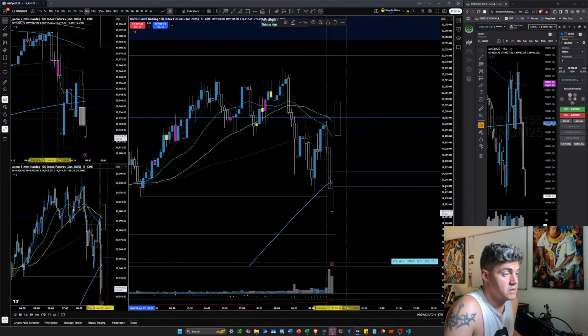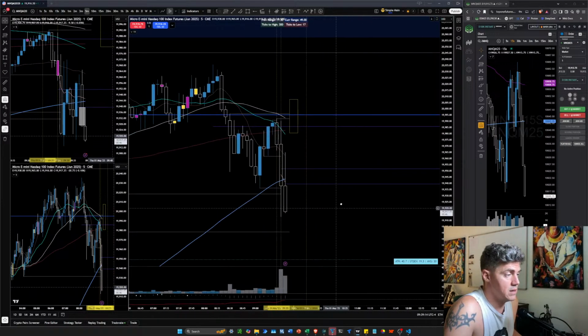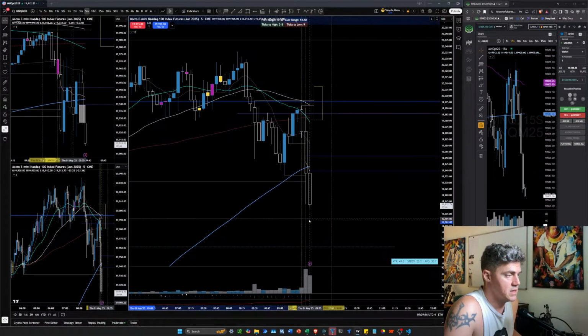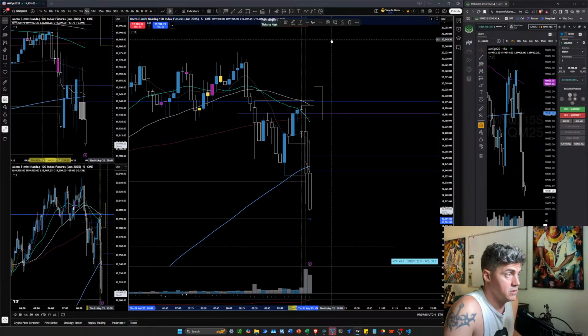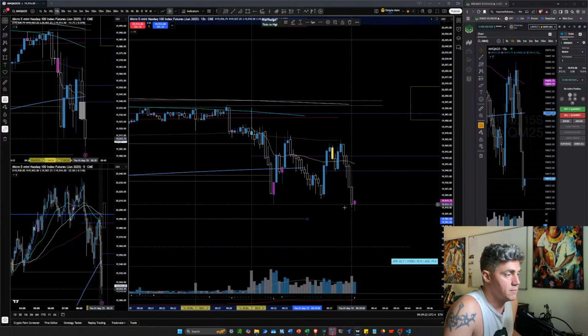So I would not be surprised if we get an outside or an expansion model in the AM session, meaning we take London's lows and London's highs. Looks like we're running for the lows now.